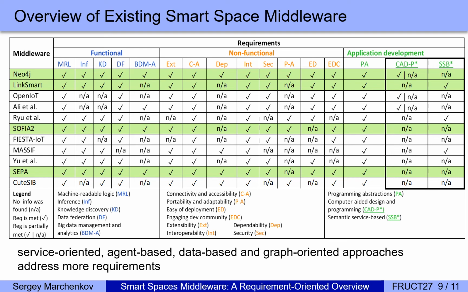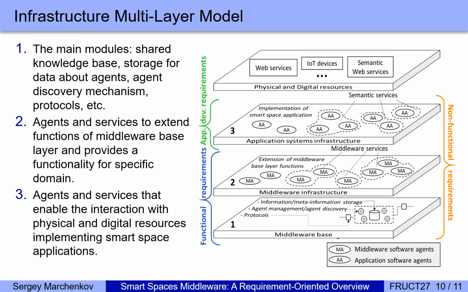These requirements, with the ever-increasing number of smart space applications, are becoming more and more relevant compared to other requirements. The presented overview of the middleware solution led to our proposal of the infrastructure multi-layer model for smart spaces. This model is the initial step in the design of such infrastructure and hence simplifies the development of the middleware and service-oriented multi-agent application systems. The four infrastructure layers are defined: middleware base, middleware infrastructure, application systems infrastructure, and physical and information resources.